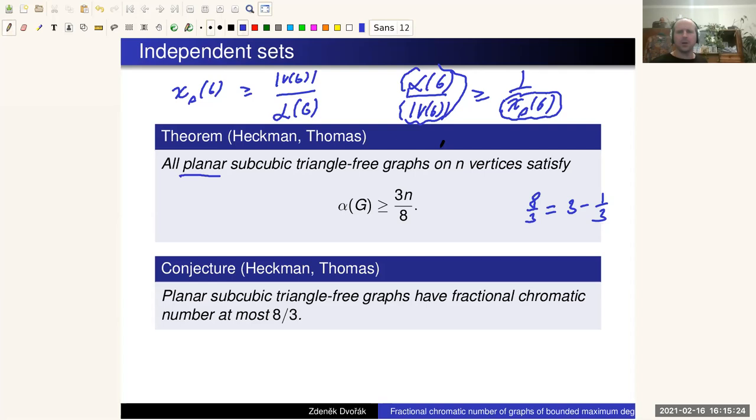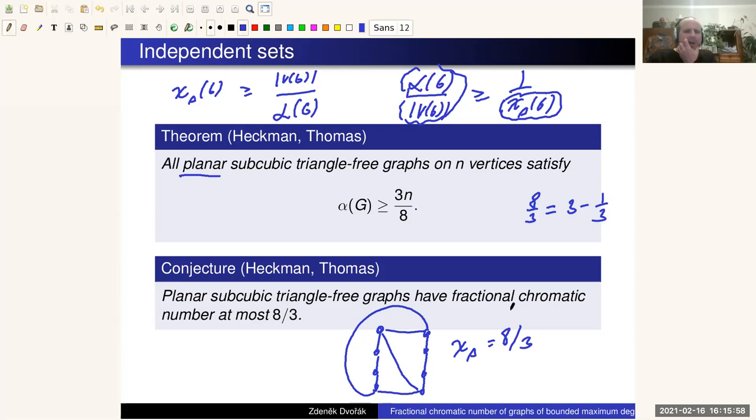And this would be optimal, because for example, I've shown you in the beginning that if you take this graph, then it has fractional chromatic number precisely 8/3. And this conjecture is still open. It seems to be quite hard to get to this bound, even just for planar graphs. But there has been some recent progress on at least the independence ratio thing.